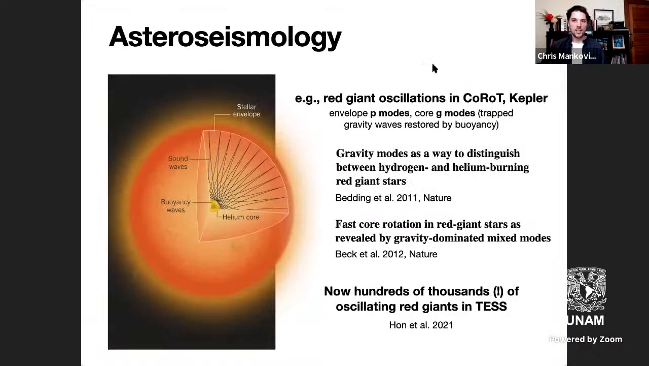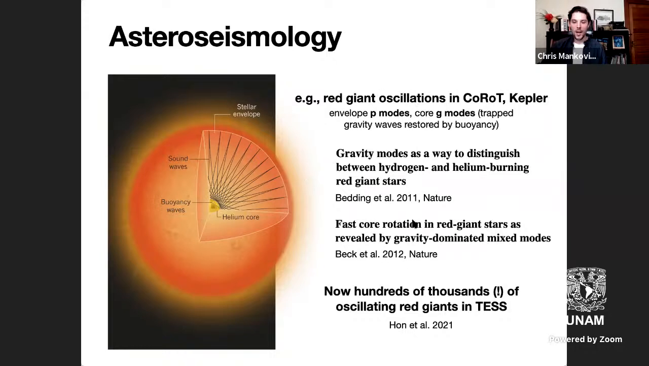Asteroseismology is a similar method that applies normal modes to understand the interiors of other stars beyond our sun. And just to give one example, there are many classes of pulsating stars, but red giant oscillations have been studied using photometry from missions like CoRoT and Kepler, now TESS. And red giants are really fascinating because they exhibit not just P modes like the sun, but mixtures of P modes and G modes that live in the core. G modes are trapped internal gravity waves that are restored by buoyancy.